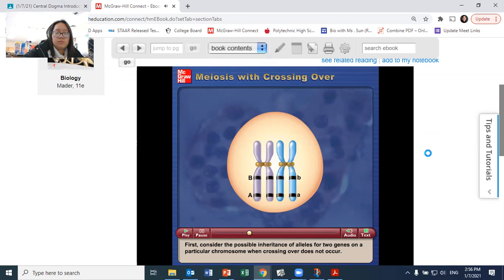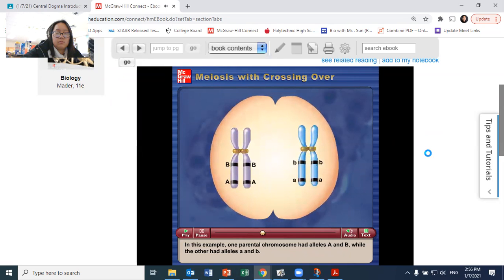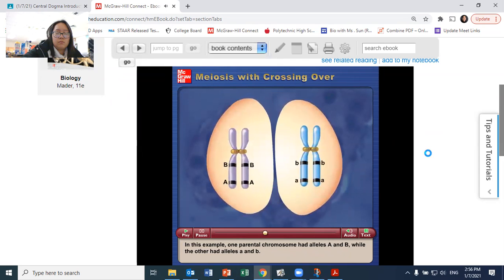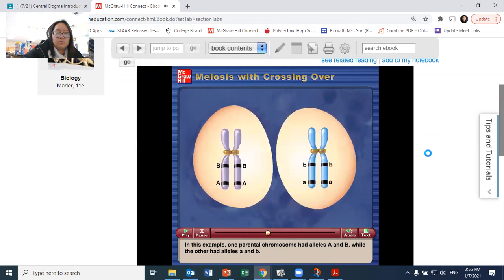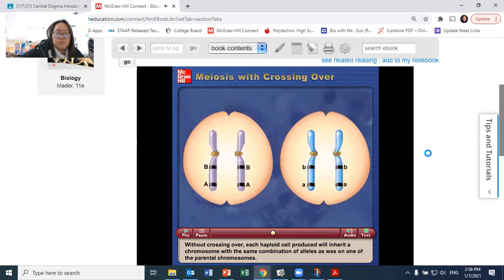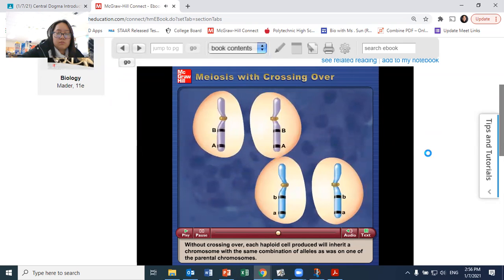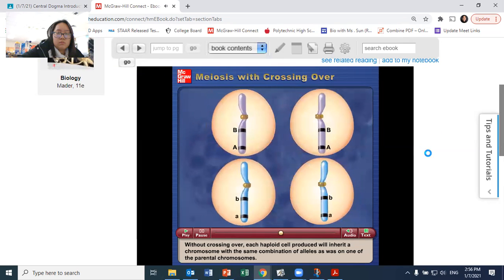not occur. Recall that 1 member of each pair of homologous chromosomes came from one parent. The other member came from the other parent. In this example, 1 parental chromosome had alleles capital A and capital B, while the other had alleles lowercase a and lowercase b. Without crossing over, each haploid cell produced will inherit a chromosome with the same combination of alleles as was on one of the parental chromosomes. Thus, the arrangement of linked genes is not altered in this case.